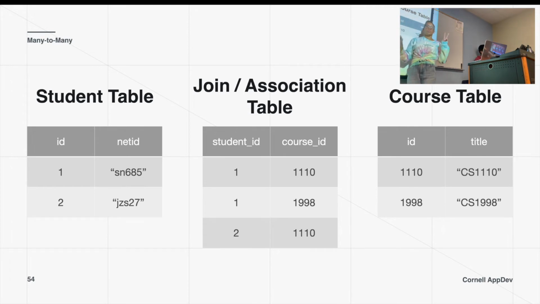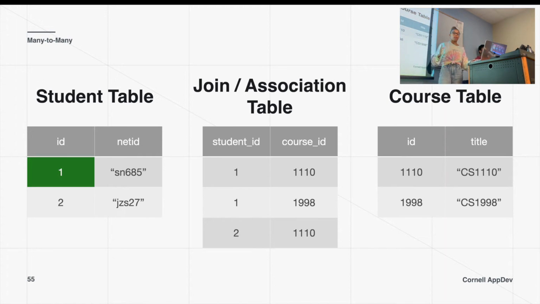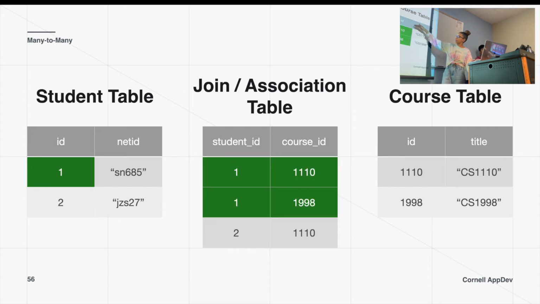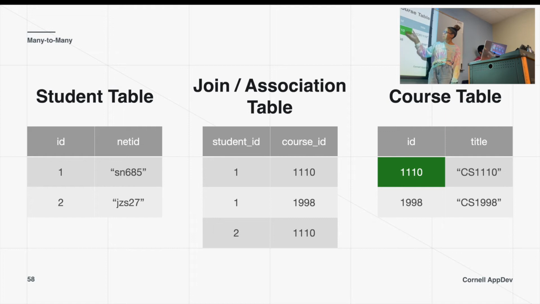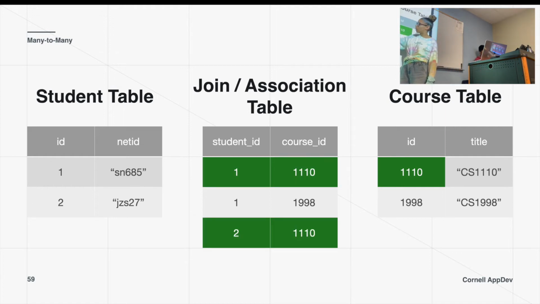So it's 3 separate tables, and one of the tables just relates the 2 tables. Again, this is the example I just walked through. Student ID 1 represents this relationship, and that brings it over to the IDs 1110 and 1998. Say we want to see all the students enrolled in the class CS 1110. We would go to our join association table and see all the course IDs with 1110, 1110, 1110. Those are related to the students with ID 1 and ID 2.